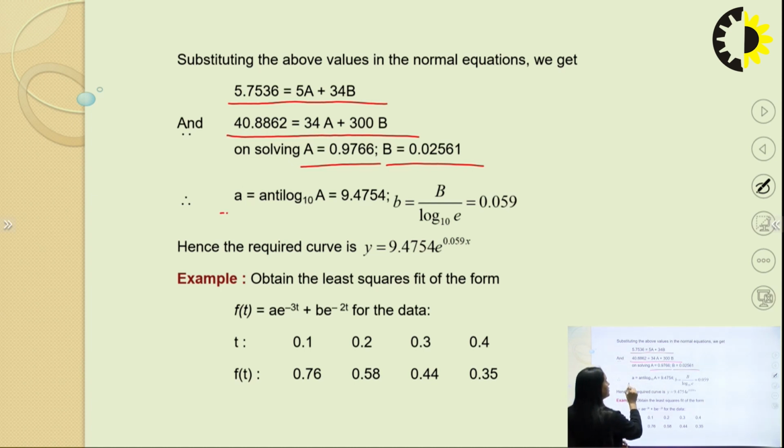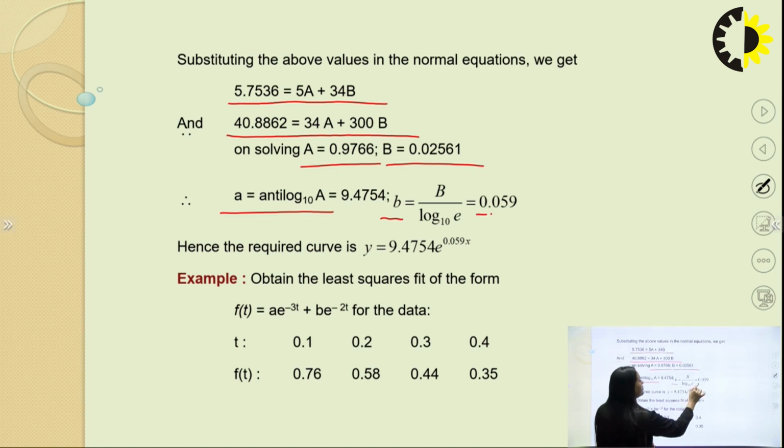So for small a, we have to take the anti-log of capital A, and for small b, we have to divide capital B by log e to the base 10, and we will get 0.059. Hence, the required curve becomes y is equal to a e to the power bx, where a is 9.475 and b is 0.059.